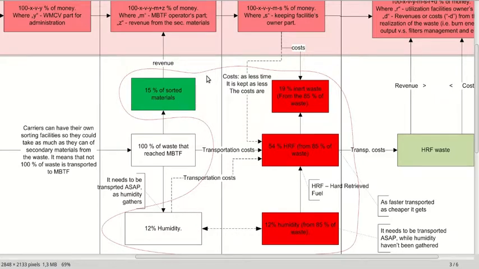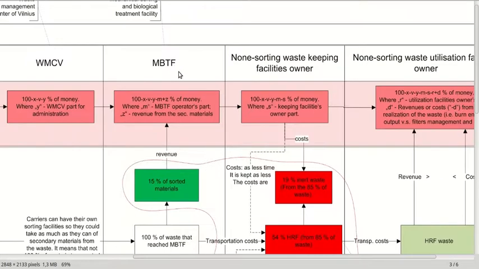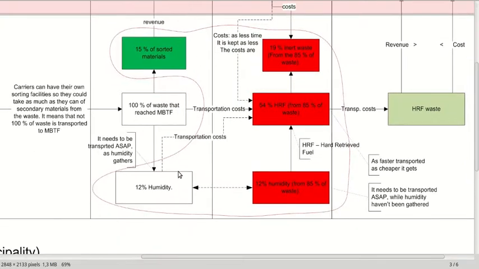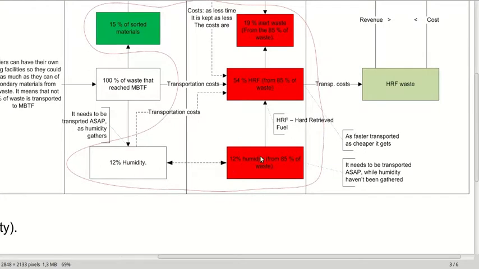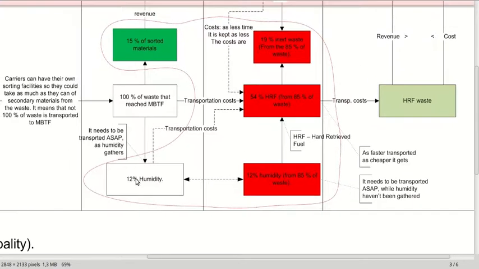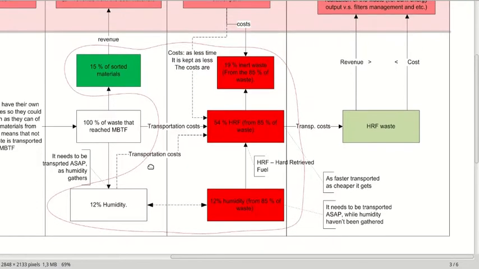If the MBT operator would take that stuff right away here, then that humidity would go here. Of course, humidity waits, so if he takes this stuff away faster, the less cost he would get from that.